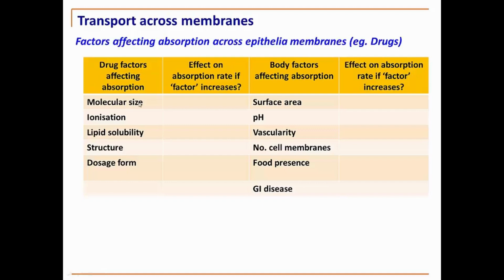For example, molecular size. How big is it, big or small? And what will be the effect on the absorption rate? All I want is increased rate or decreased rate. If something is bigger, do you think it'll go across the membrane faster or slower? Well, of course, you're going to get a decreased rate. It's bigger, so it's clunkier. It's harder to get across that membrane. So what I'd like you to do is press pause, have a think about each one, then press play again.